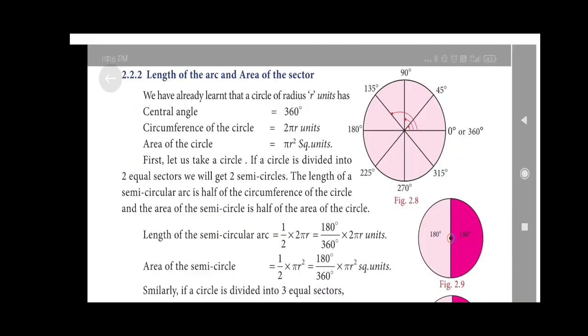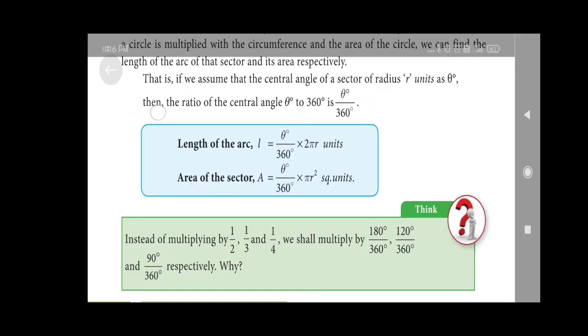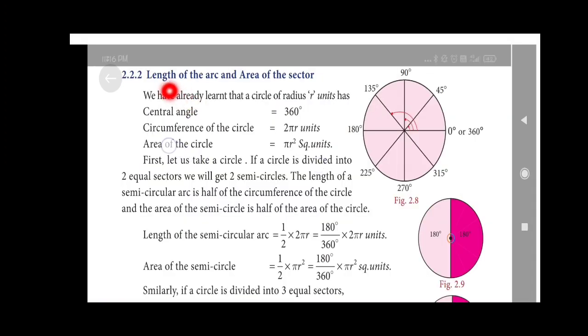You can understand clearly. Now we will enter into the formulas: how to derive and find the formulas, and how to use the formulas in the sums. So the first one is the length of the arc and the area of the sector.